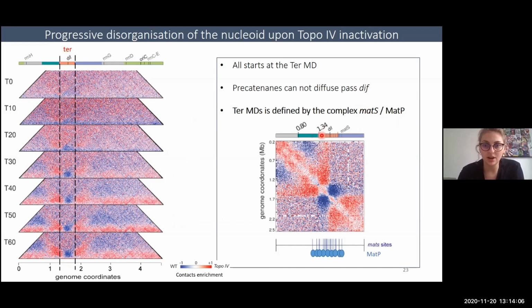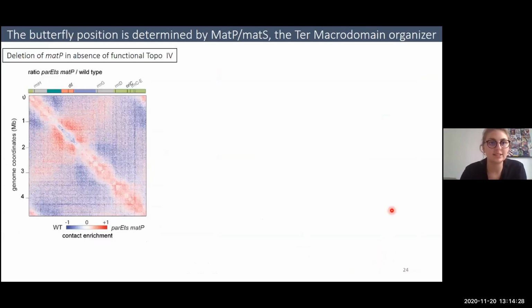So in this TER macrodomain, you have several matS sites that are bound by the MatP protein. And this complex is very important for the structuring of the macrodomain, but also for the positioning of the whole chromosome during the cell cycle. So it's a very important complex. And we looked at the contribution of MatP in our phenotype by deleting MatP in absence of Topo IV, so a double mutant ΔparC ΔmatP.